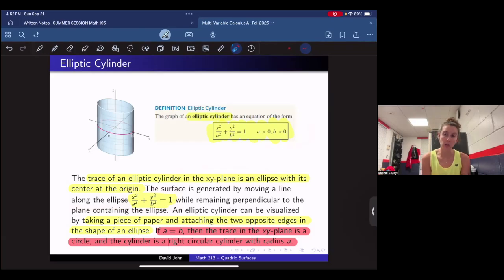Our whole x squared over a squared plus y squared over b squared is equal to 1, while remaining perpendicular to the plane containing the ellipse. And then an elliptic cylinder can be visualized by, again, taking that sheet of paper and going that full length across, or thinking about a toilet paper roll with the whole inside of the toilet paper being empty. Okay, if a is equal to b, then the trace in the xy plane is a circle, so think about this being a circle. And the cylinder is known as a right circular cylinder with radius a.